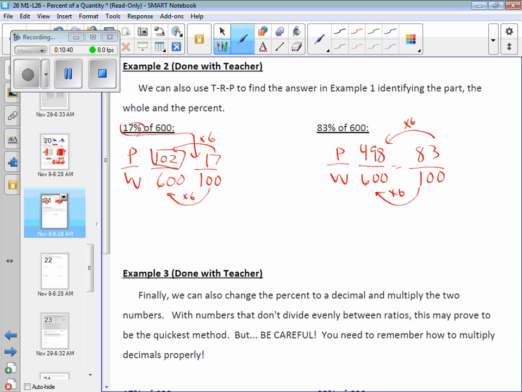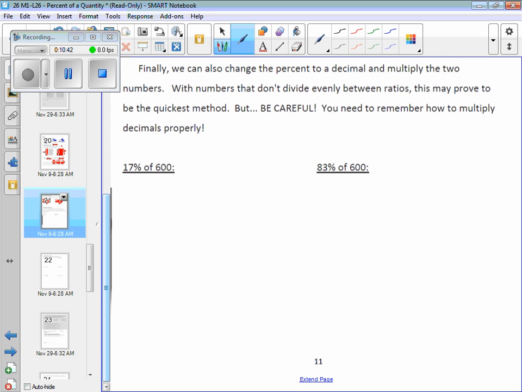So for instance, 17% of 600. What's 17% as a decimal? Just say 0.17, right? However, I want to put the number that has more digits on top, just like whenever I do any multiplication. So 600 will be on top, and I'm going to multiply times 0.17. What should I get? 102. We should get 102.